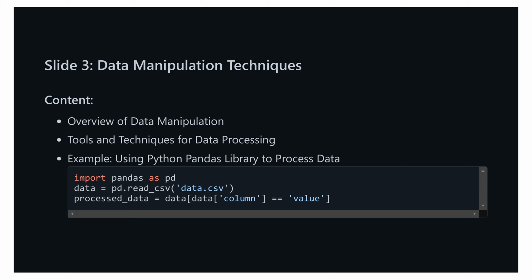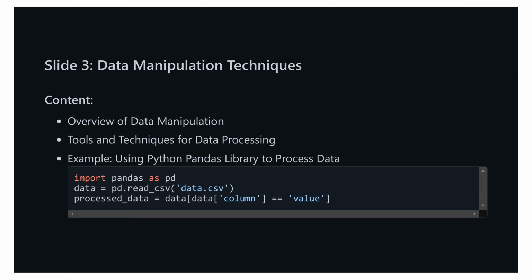One essential tool in Python for data manipulation is the Pandas library. Pandas offers powerful data structures and functions that make it easy to manipulate and analyze data sets. Here's a basic example of how you can use the Pandas library to process data. We start by importing the library and reading in a CSV file named data.csv. Python: import pandas as pd; data = pd.read_csv('data.csv').